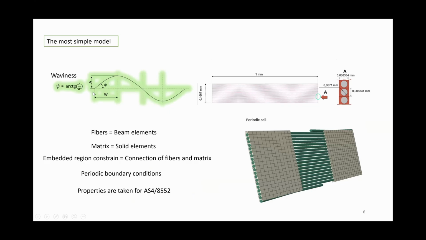The waviness here is just this value, this angle. So the volume element looks like this. This is long enough. There are a lot of fibers, and the model is very simple. So matrix modeled as solid elements and fibers as beam elements. It's just a rendered thickness or sections of beams. And we can avoid all margin effects, and the material is quite simple. We can run a lot of this model.